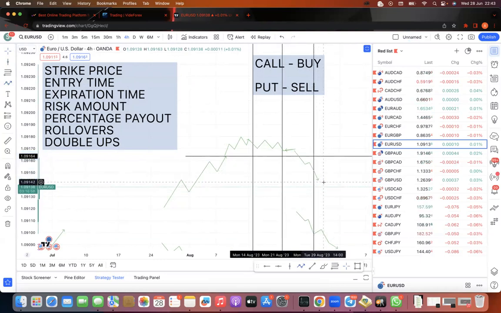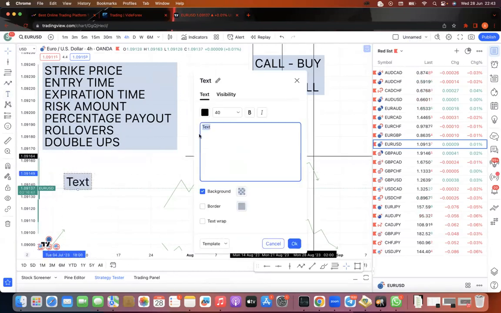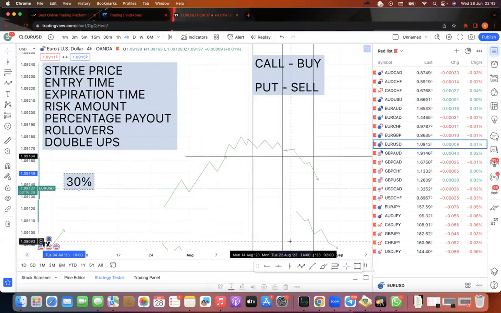All right. Now rollover comes at a cost. I'm going to explain the cost right now. Anytime I roll over, I do have additional time, but 30% more is going to be deducted from my account and added to my risk amount. So I used $10. If I roll over the first time, the broker is going to take an additional $3 from my account and add it to the $10, giving me $13 as my risk amount.